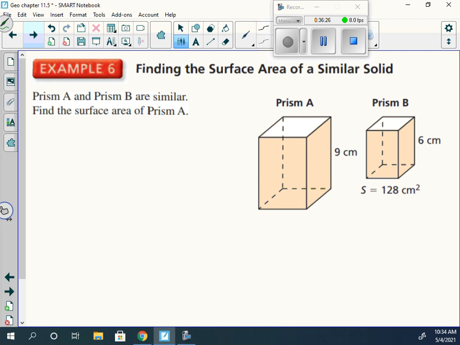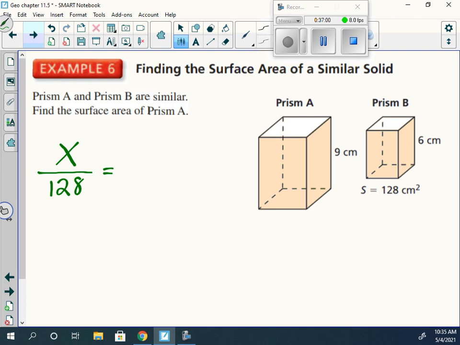Now, the last thing we're going to look at is similar solids, finding the surface area. And this is the last thing we're going to actually look at. Now, again, we said with similar solids, they are still proportional. We're still scaling them the exact same way, yes? So, height of 6, height of 9. So which one are we trying to find? The surface area for prism A, yes? So we want to know its surface area. And the one that we were given is 128 centimeters squared, yes?